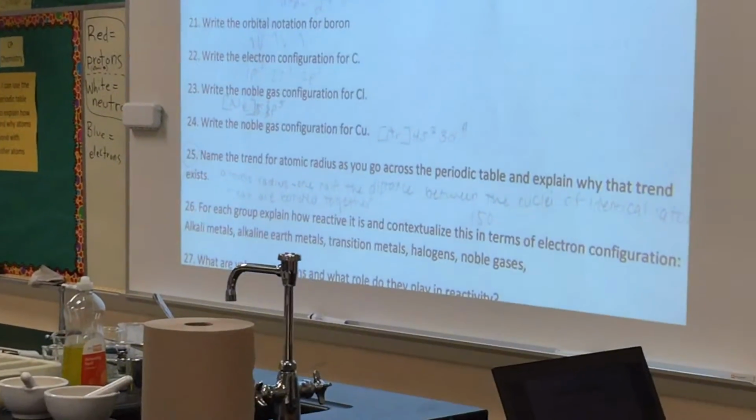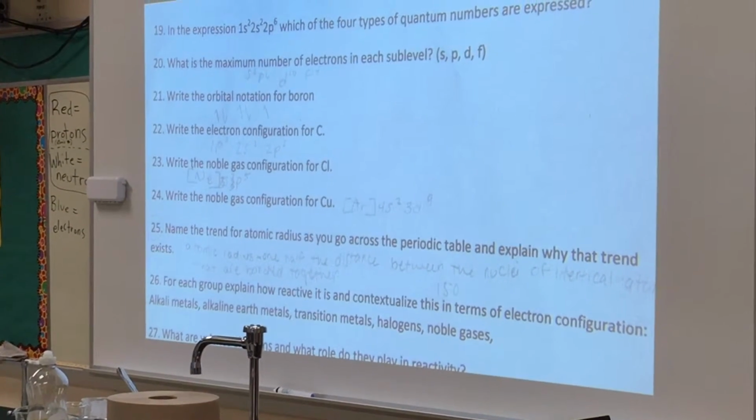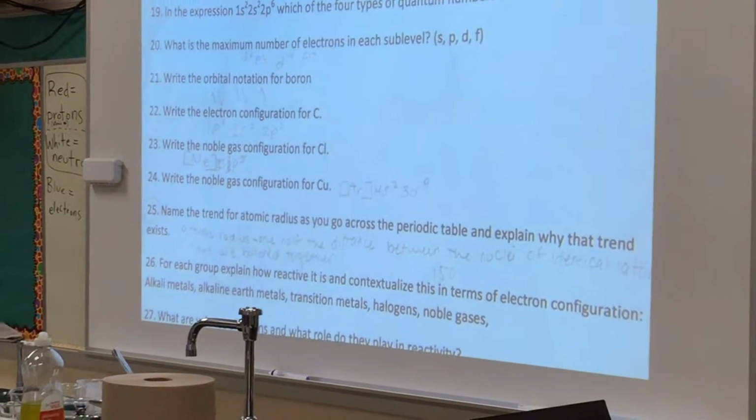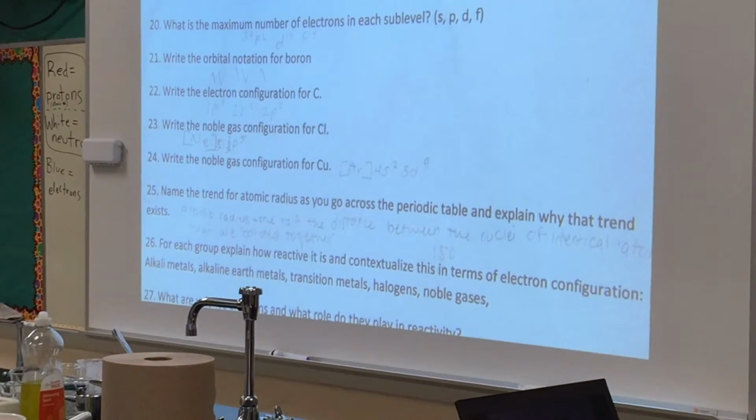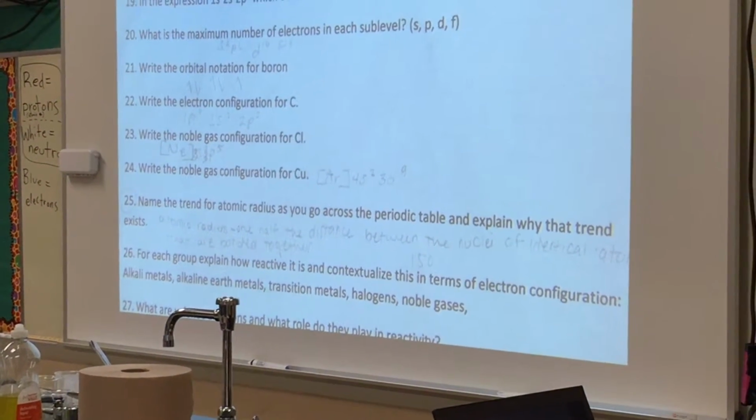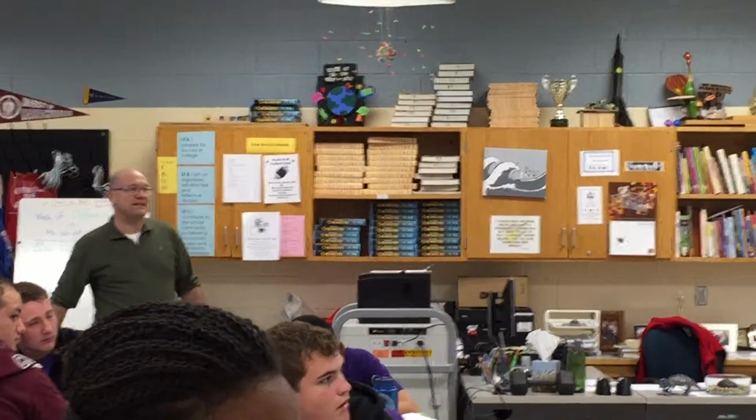Like 23, you find the noble gas that's at the end before copper, which was argon, and that's 18. And copper is 29, so we have to add 11 more electrons. And the order is 4s2, 3d9. I'm just wondering, does that say 3d9? Yeah.